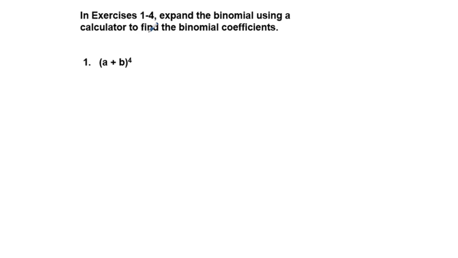In problems 1 through 4, we're asked to expand a binomial using a calculator to find binomial coefficients. To do that in a calculator, I want to go ahead and write the notation first. There's a notation called nCr, which stands for n choose r. In this case, we're going to do a full binomial expansion, so we're going to choose all the values of r.